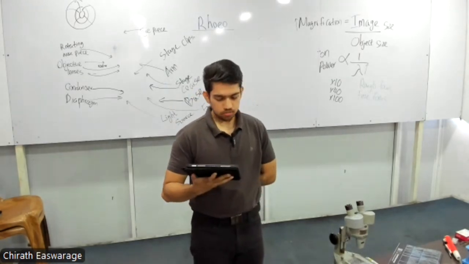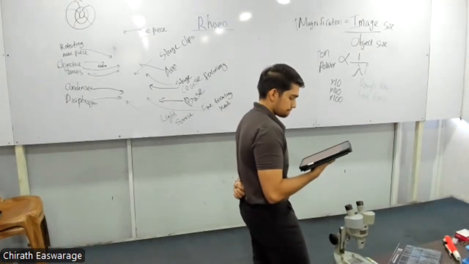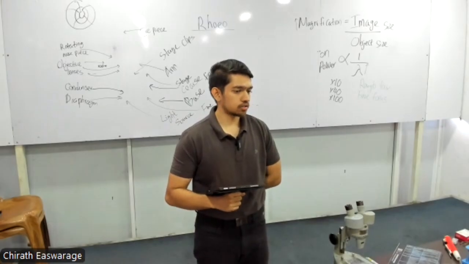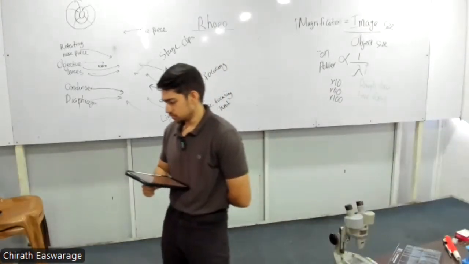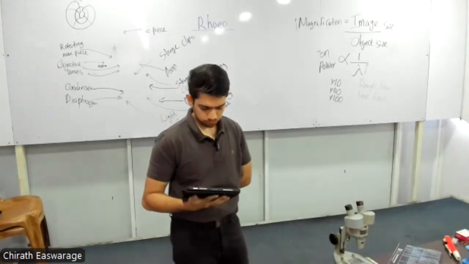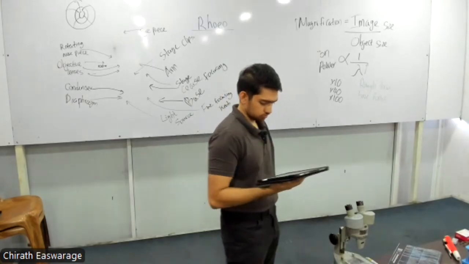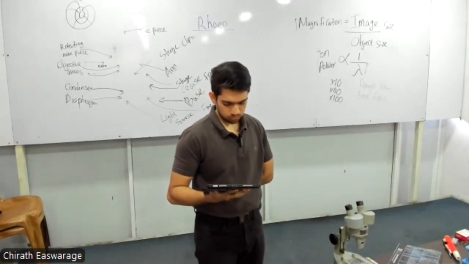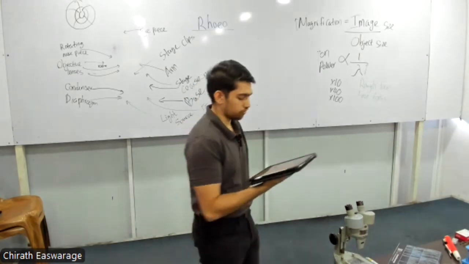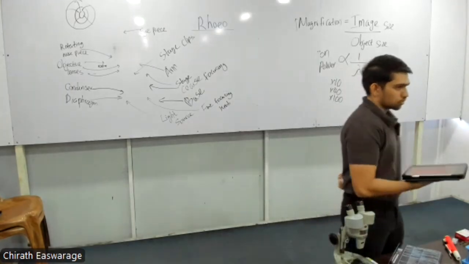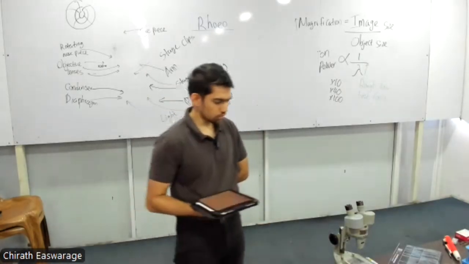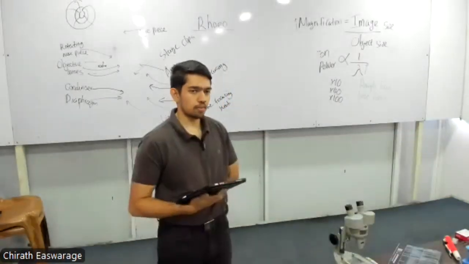Use the coarse focusing knob to get the image as clear as possible. Then use the fine focusing knob to improve the quality of the image.